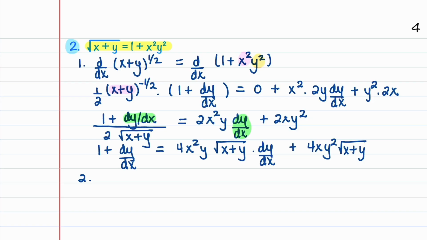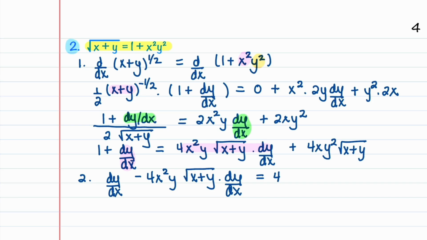We are going to put everything with dy/dx on one side and everything else on the other side. Let's put this term and this term on the left-hand side. So we have dy/dx minus 4x squared y square root of x plus y times dy/dx. And then we're going to take our 1 to the right-hand side. So our right-hand side is 4xy squared square root of x plus y minus 1.